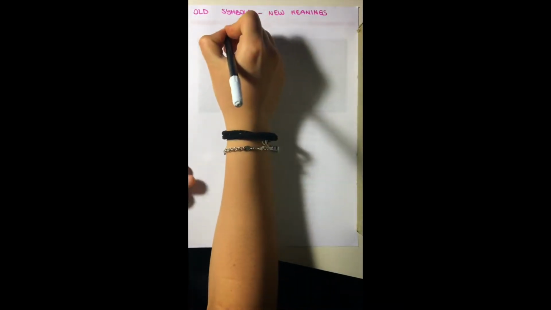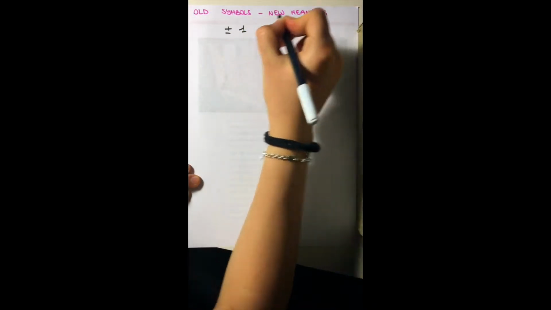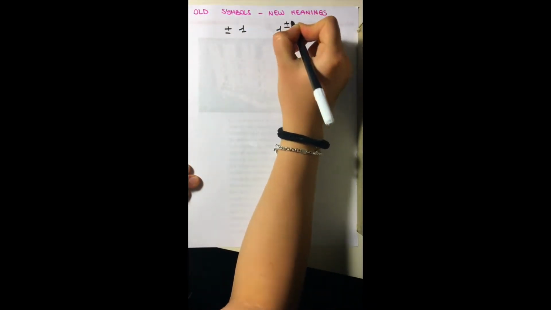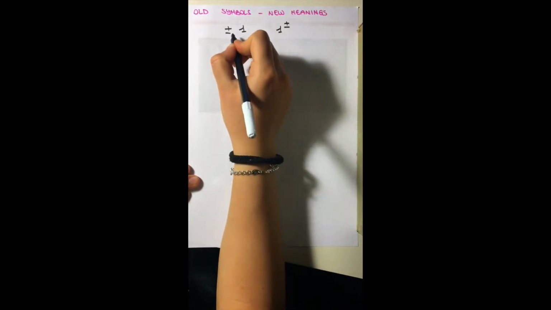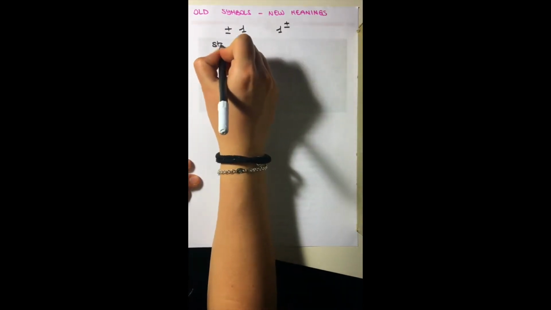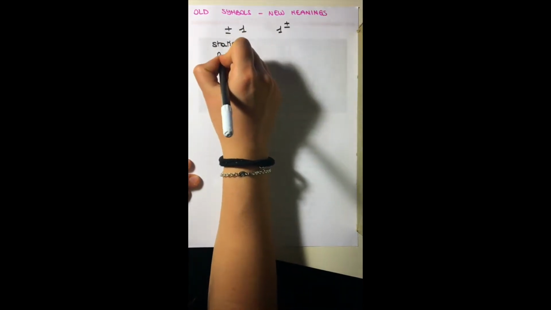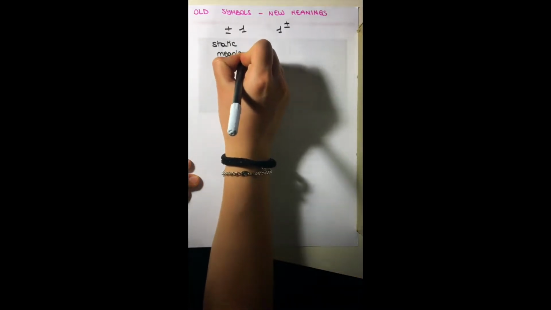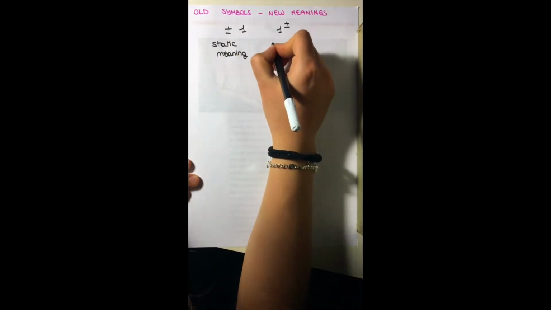Hi everybody. Let's talk about old symbols and new meanings. What is the difference between this and this? Actually, this one, the first one, has a static meaning, while the second one has a dynamic one.